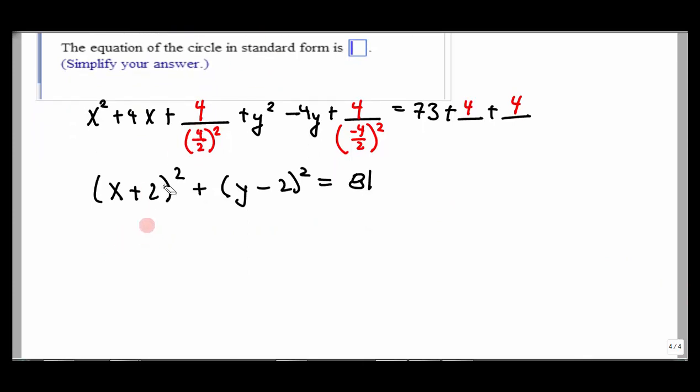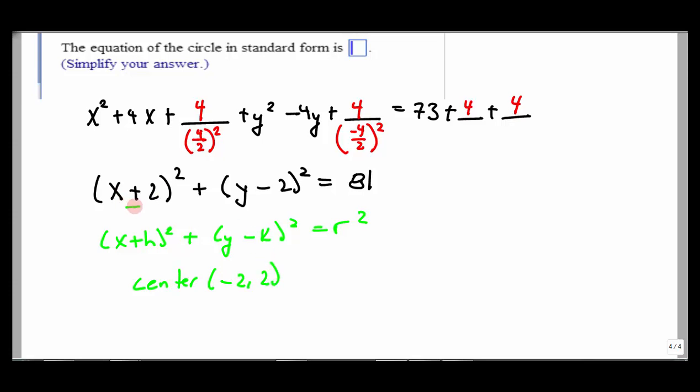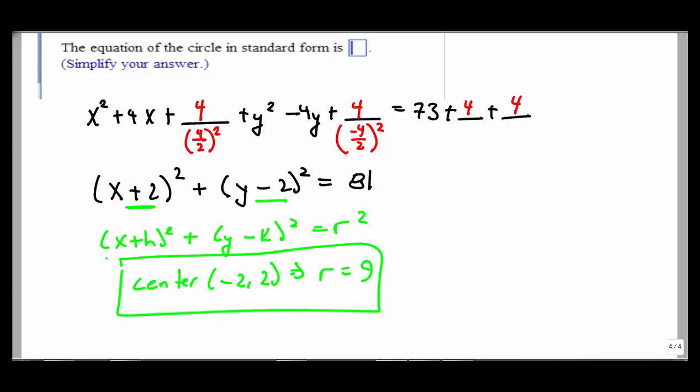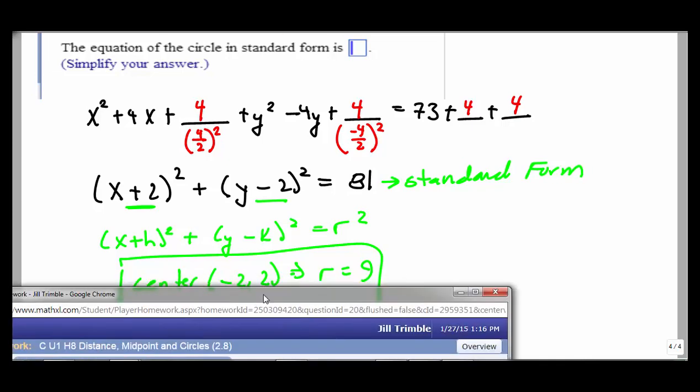Remember, the standard form of the equation of the circle is x plus h quantity squared plus y minus k quantity squared equals r squared. So I have a center here at negative 2, 2, because remember I do the opposite. Negative 2 is my x, positive 2 is my y, and then my radius is the square root of 81, which is 9. So this is the information that I'll use to go ahead and graph this. This is my equation in standard form. So in MyMathLab, when they ask for standard form, this is what they're looking for. So negative 2, 2 with a radius of 9.